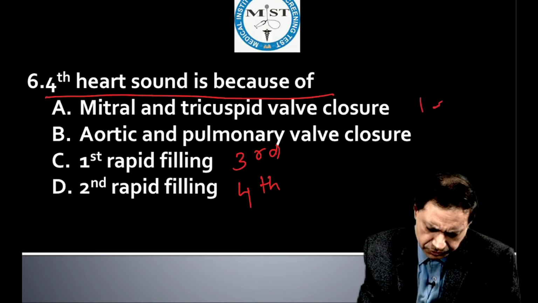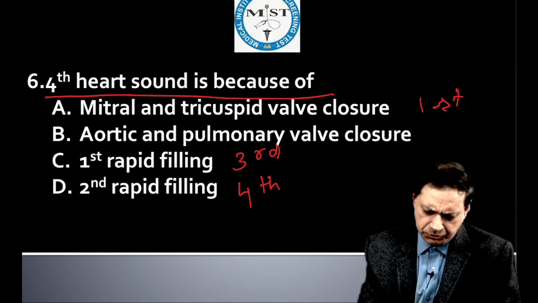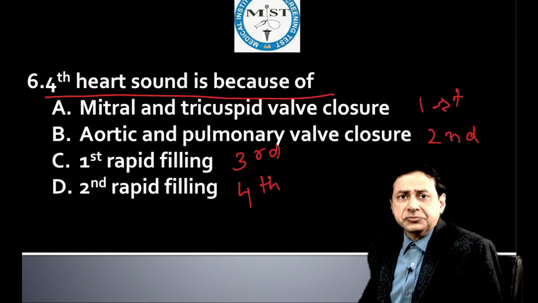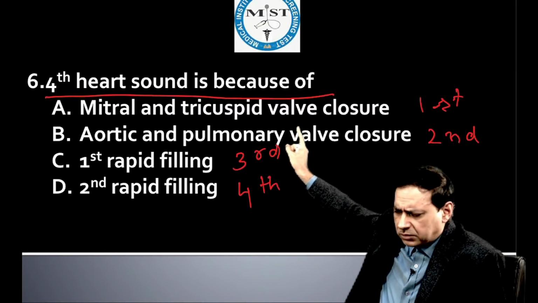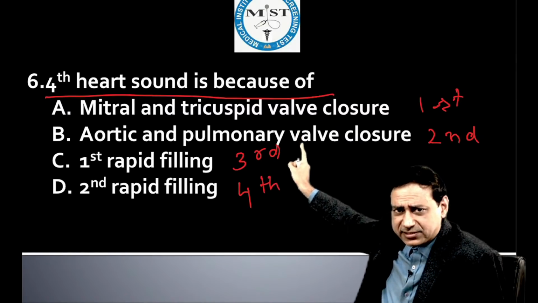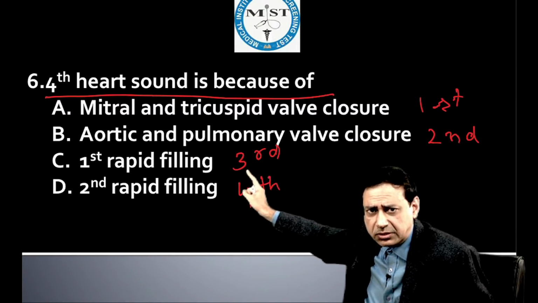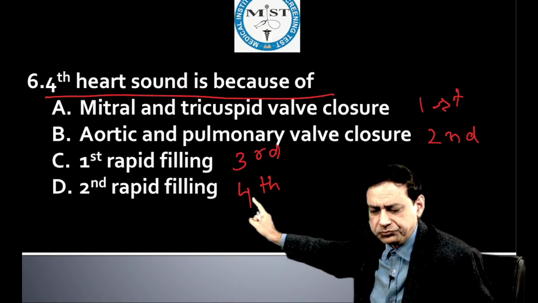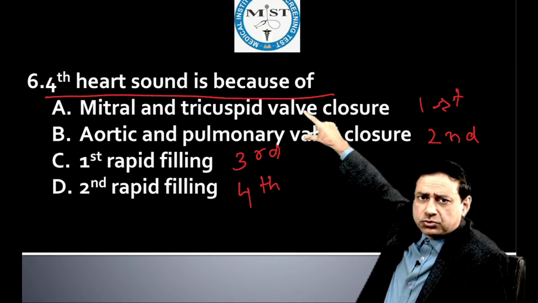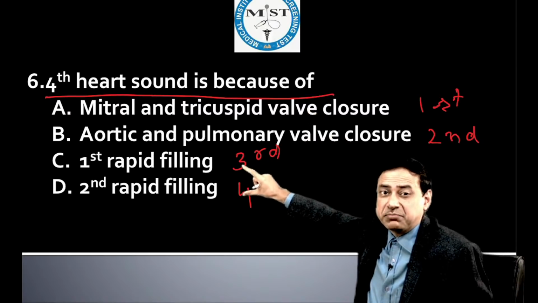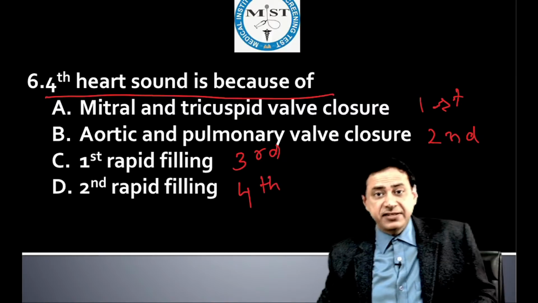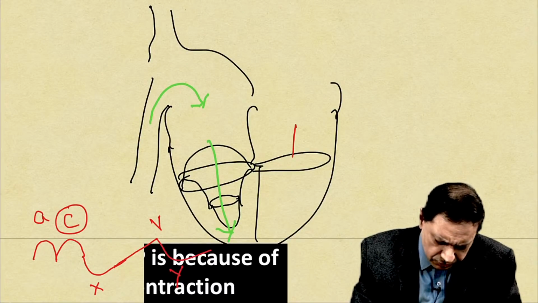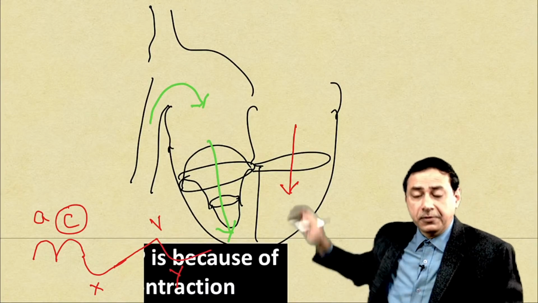This is first sound. Aortic and pulmonary valve closure, this is second sound. This is the cause of first sound. This is the cause of second sound. This is the cause of S3 and this is the cause of S4. Clear? These two are valve closure sounds and these are because of filling of the ventricle. When blood flows from here to here, first rapid filling.